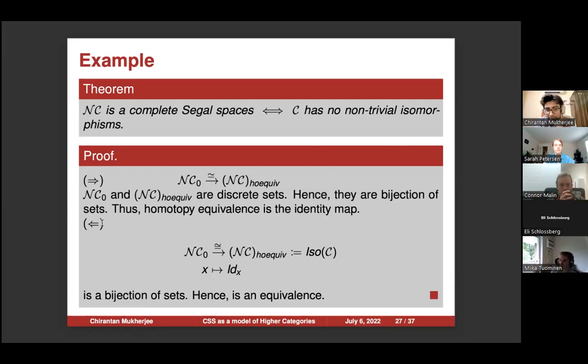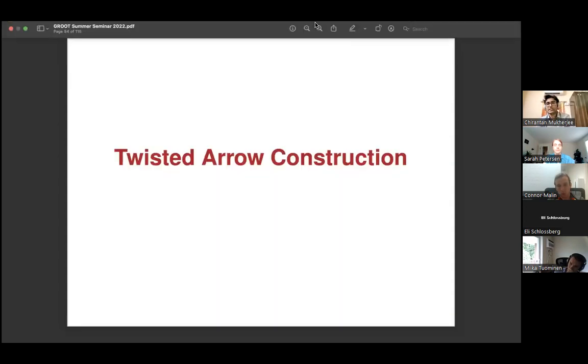For the reverse implication, since C has no non-trivial isomorphism, then NC_0 can be written as isomorphic to NC_whole-equiv as sets, where NC_whole-equiv is the same as the isomorphism classes of C, which takes x to the identity of x. And since isomorphism is a stronger condition than equivalence, then NC_0 to NC_whole-equiv are equivalences of spaces. Right, does anyone have any questions before we move to the twisted arrow?